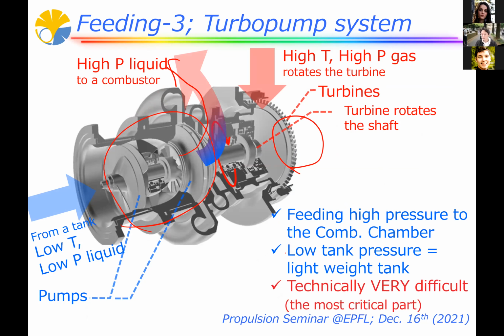And also we can get low tank pressure, and it means a lightweight tank. So it's very nice for a launch vehicle. However, the drawback is here. This system is very, very technically difficult. So I think most of the difficulty of the rocket launch vehicle is here. So the turbo pump and its surrounding systems. So this is a very difficult system, but it's very effective.